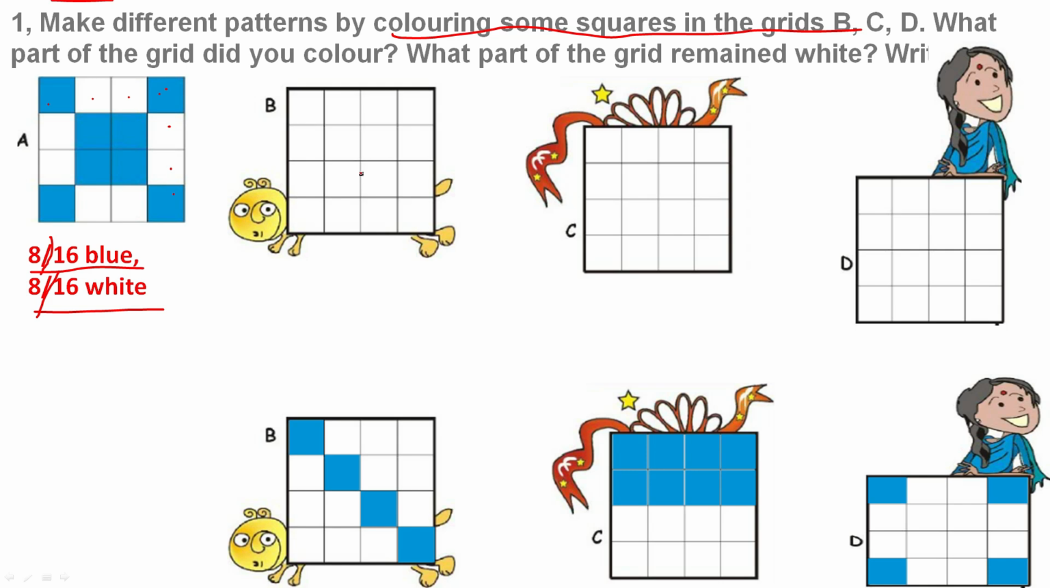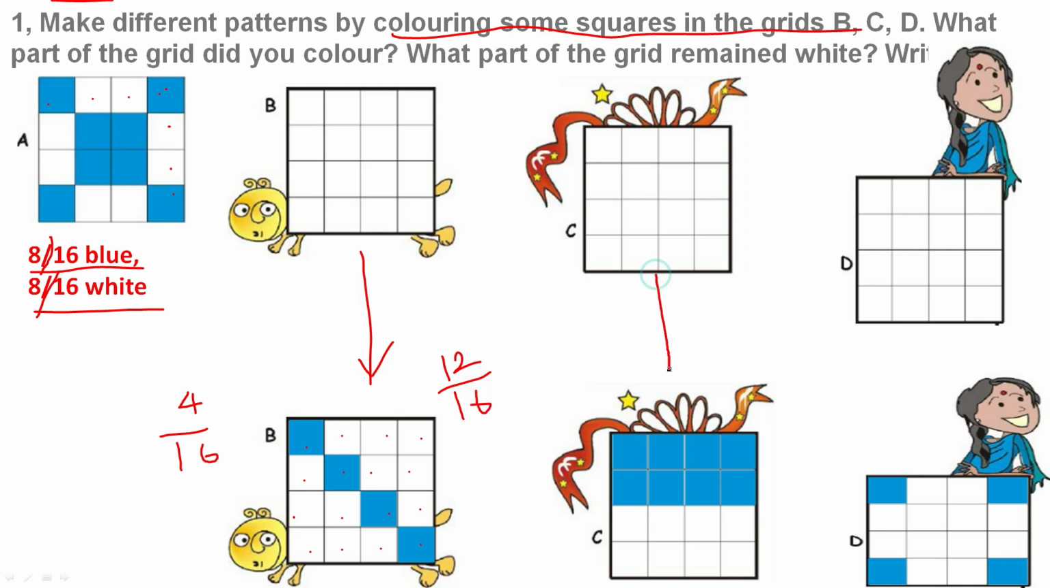Now B. Here B is colored, you can see. Out of 16, 1, 2, 3, 4, 4 squares are colored blue. So 4/16. So how many are white? 1, 2, 3, 4, 5, 6, 7, 8, 9, 10, 11, 12. So 12/16 are white.